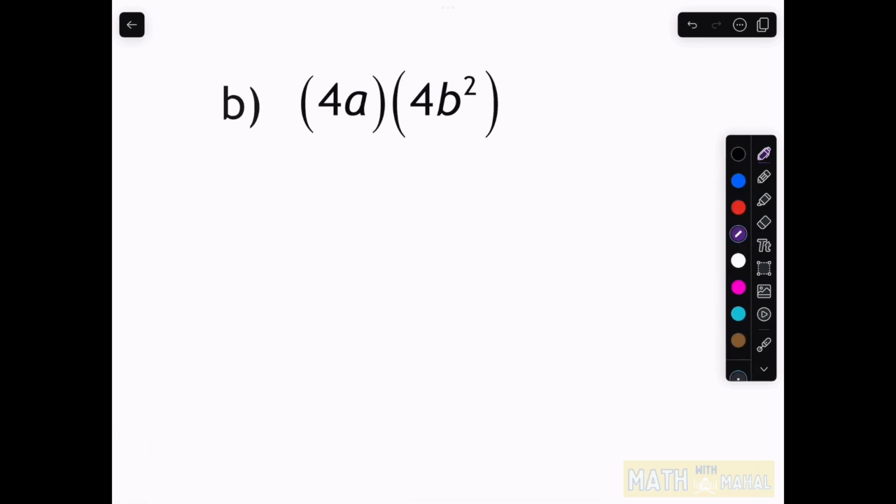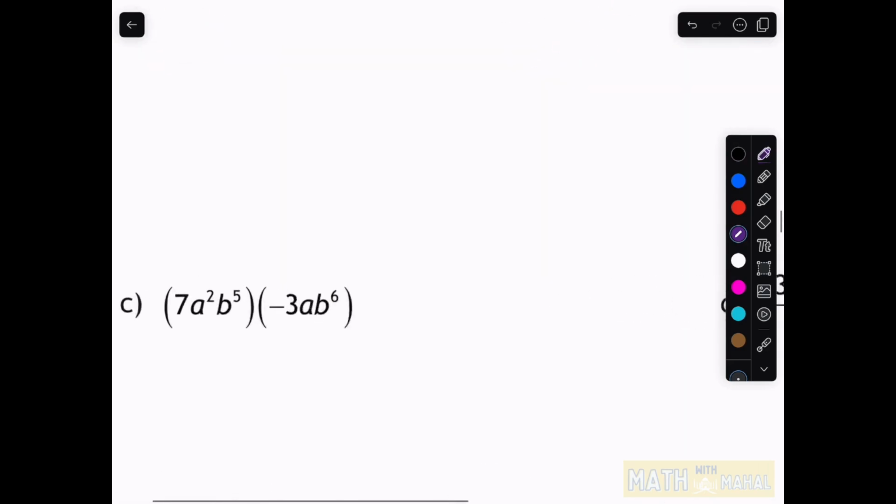All right, if we're looking at this one, we have this bracket here being multiplied here. So the only things that we can really multiply are the 4s. So 4 times 4 is going to be 16. Our a is going to hang out on its own, and our b squared is going to hang out on its own, coming together to become this.